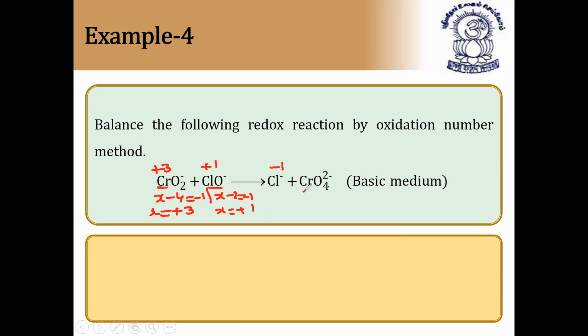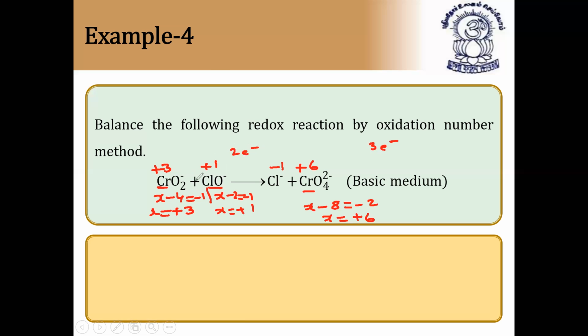And the other side it is CrO4 2 minus. So it is x minus 8 is equal to minus 2. So x is equal to minus 2 plus 8, which is plus 6. So definitely we can see clearly the electrons now. So it is plus 3 changing to plus 6. So the difference is 1 chromium, 3 electrons change. And for chlorine, it is plus 1 to minus 1, so it is decreased by 2 units. Because plus 1 to minus 1 is nothing but 2 electrons.